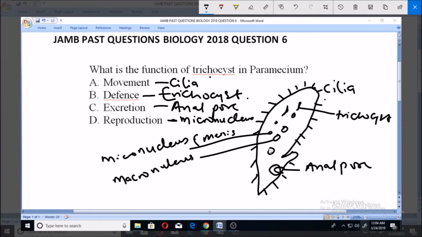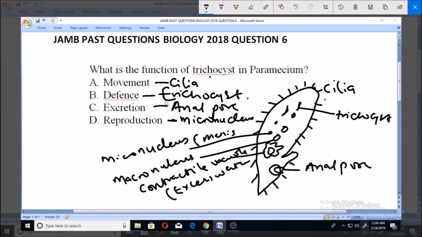Also important to note in the paramecium is what we call the contractile vacuole. The contractile vacuole is also used for excretion, but it's actually for excreting excess water. It is used to remove excess water.